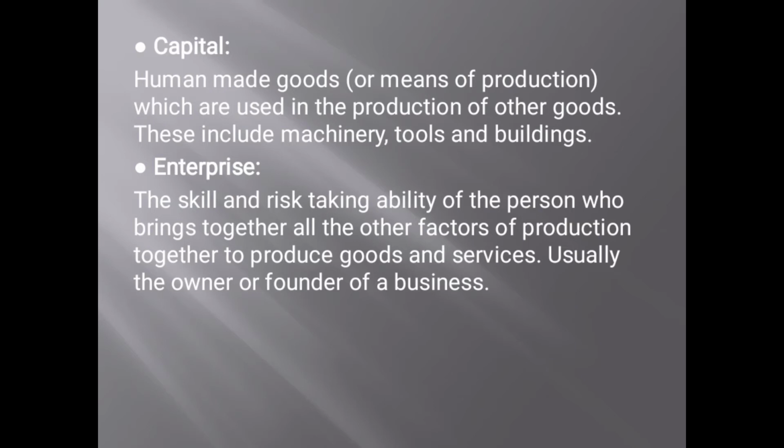So in accounts, capital is whatever the owner of the business takes into the business, whereas in economics, it is man-made goods or means of production which are used in the production of other goods. These can include machinery, tools, and buildings. Right? And the reward for capital is interest. I hope you're all making notes.